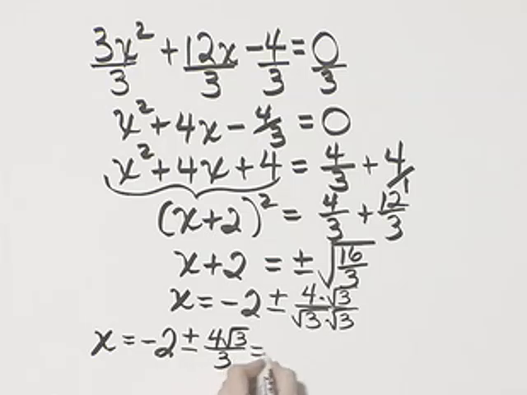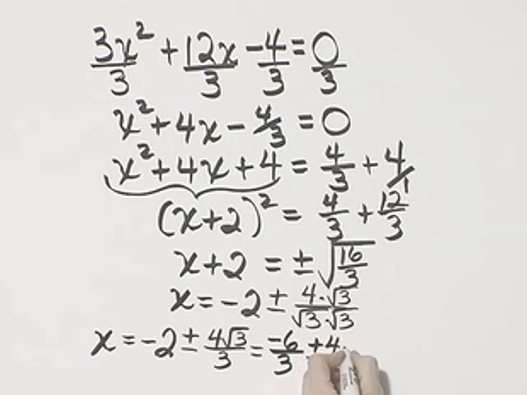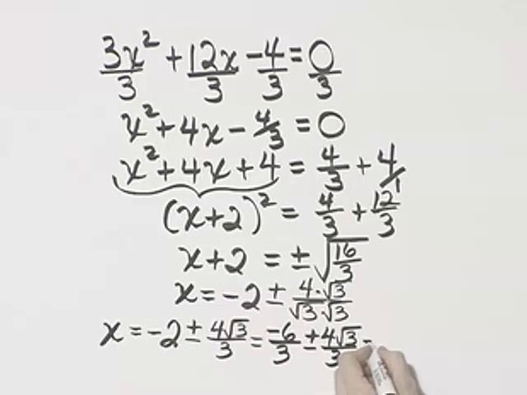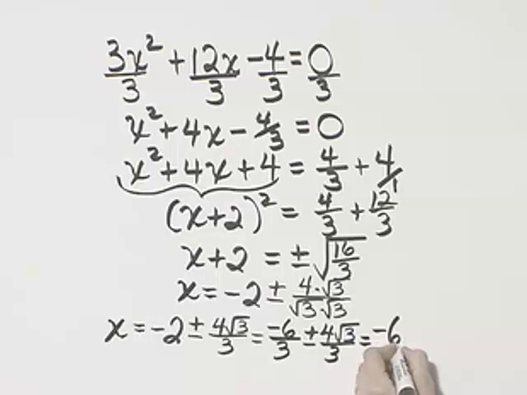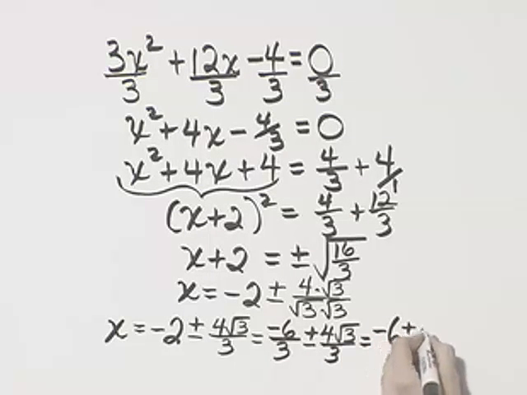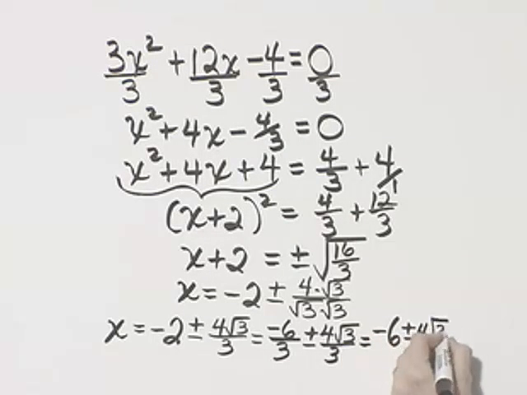So x is equal to negative 2 plus or minus 4 square root of 3 over 3. And let's go ahead and combine these two terms by getting a common denominator of 3. I'll write negative 2 as negative 6 over 3, and then plus or minus 4 square root of 3 over 3. And now I can combine those two terms, and I can write it as negative 6 plus or minus 4 square root of 3 all over 3.